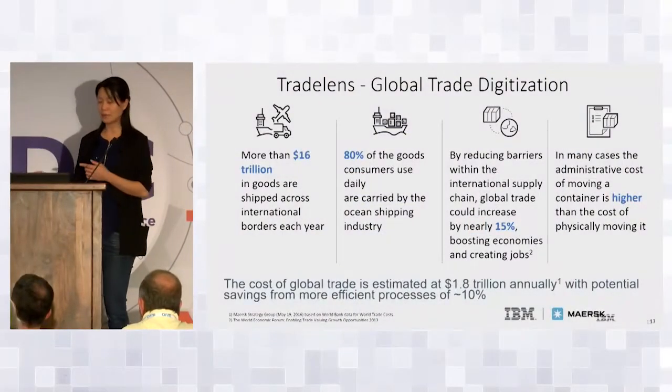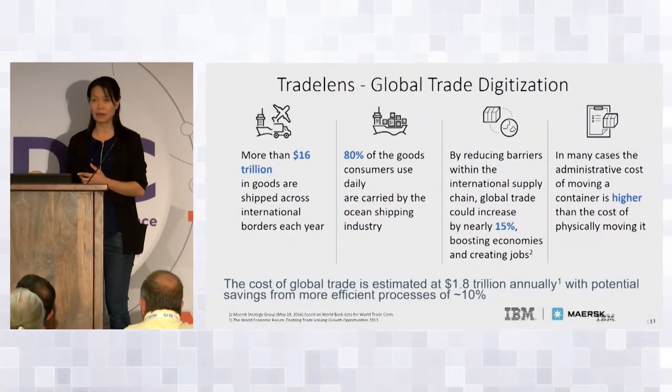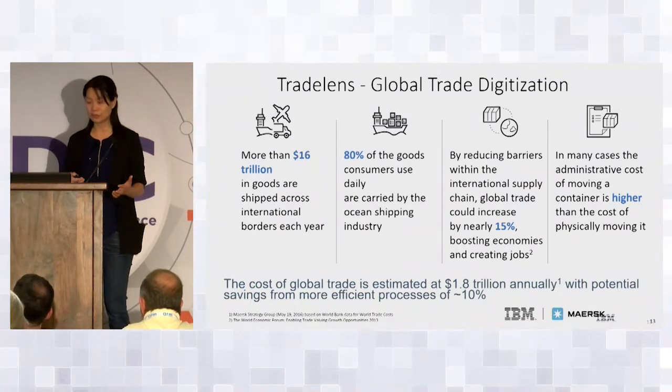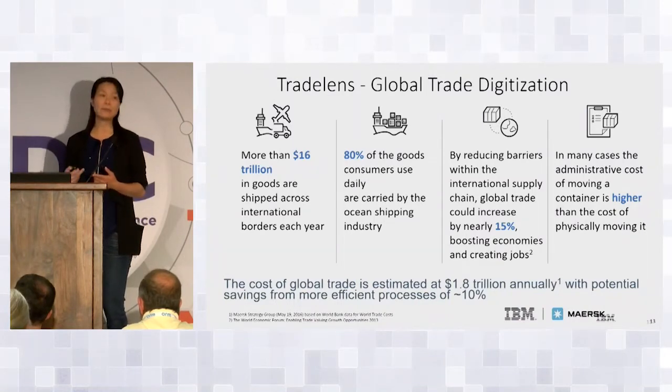And the pain point is that there are like 16 trillion dollars of goods shipped across international borders. I'm not sure if you know, but like 80% of the things we're wearing and using will at some point in time be on an ocean carrier, going from country to country. So it's a huge market, but it's a very paper-based, highly manual process.